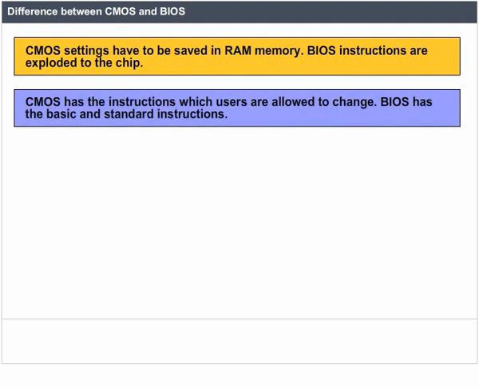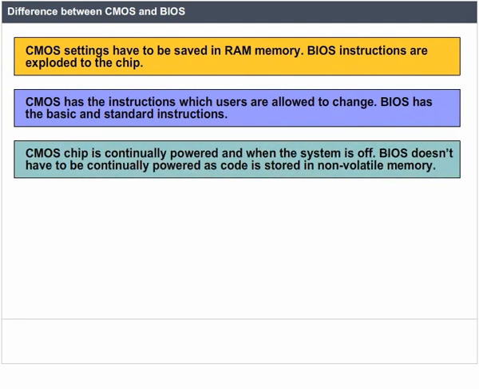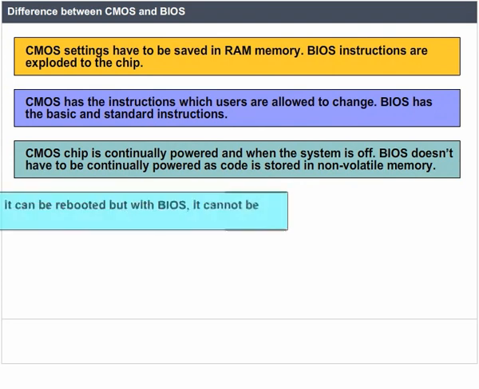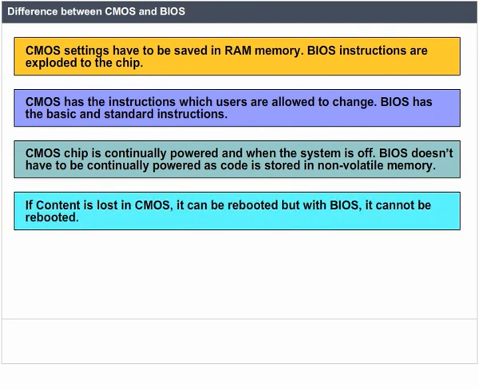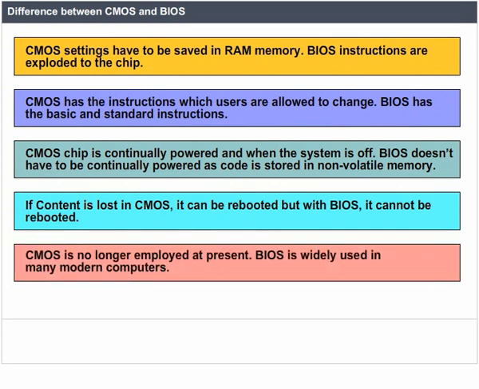CMOS chip is continually powered, even when the system is off. BIOS doesn't have to be continually powered as code is stored in non-volatile memory. If content is lost in CMOS, it can be rebooted, but with BIOS it cannot be rebooted. CMOS is no longer employed at present. BIOS is widely used in many modern computers.